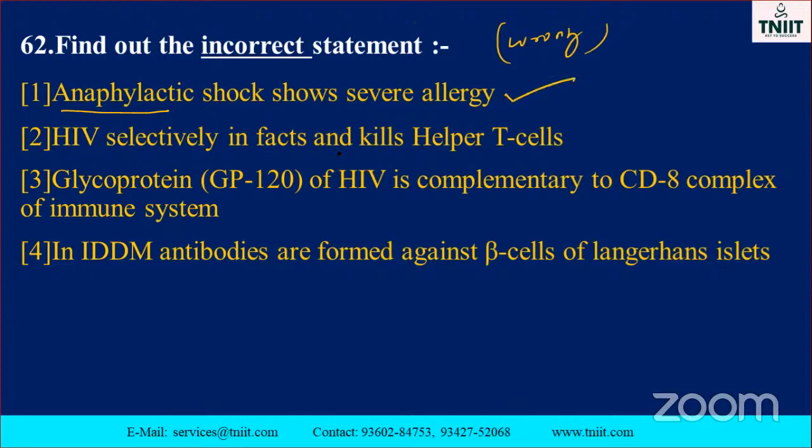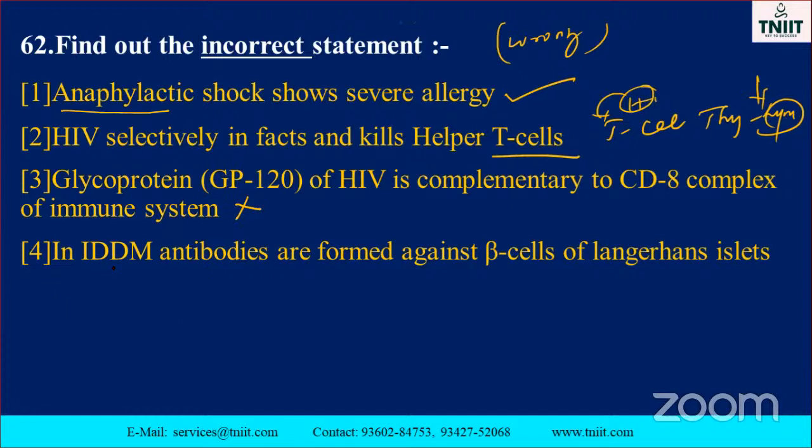HIV selectively infects and kills the helper T cells. Yes, definitely. The T cell is killed by the HIV. It easily binds with the T helper receptor. Then what happened? The thymus will not produce the T lymphocytes. So the immunity power is lost. And glycoprotein GP120 of HIV is complementary to CD8 complex of immune system. It is not a correct one. It is an incorrect statement.